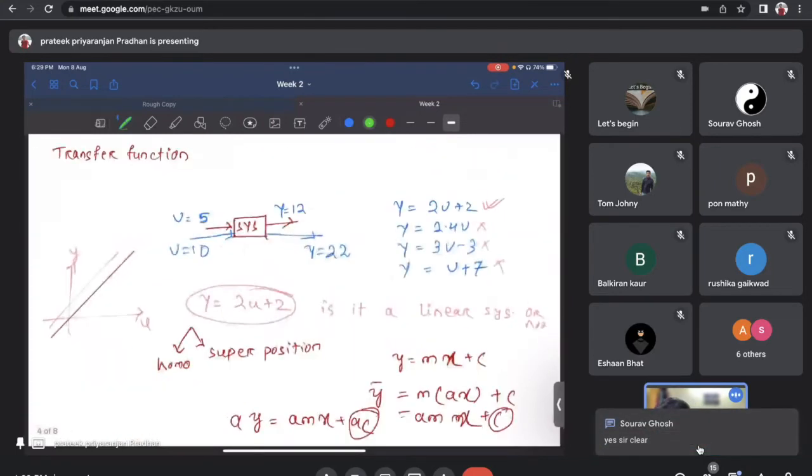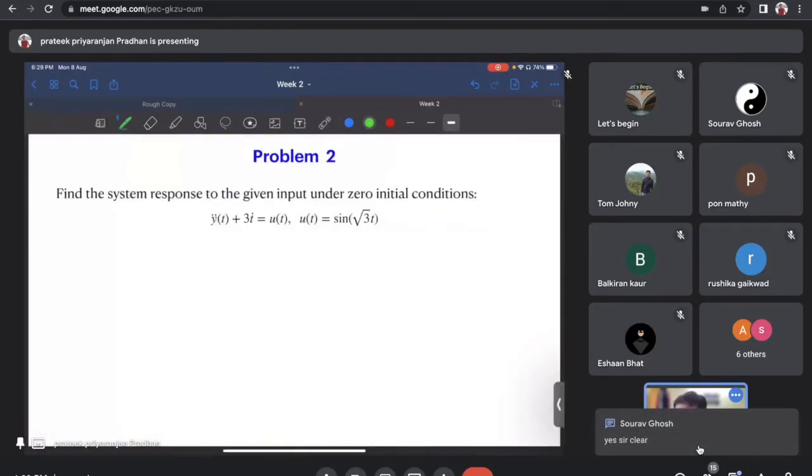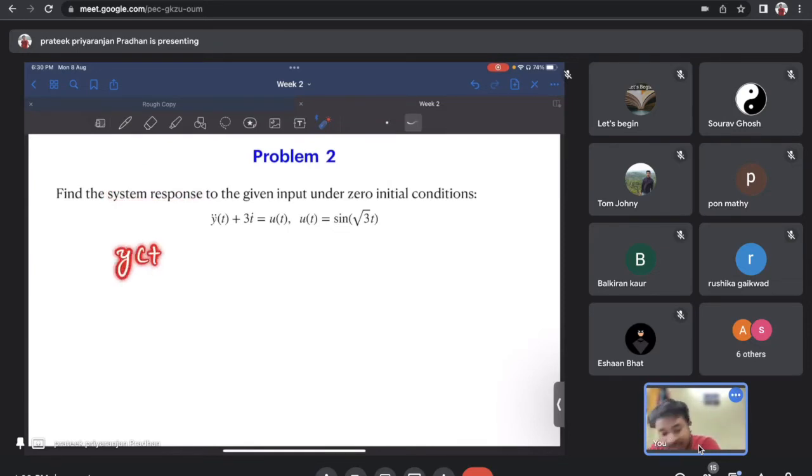Okay. So the next problem is: find the system response to the given input under 0 initial conditions. A few words, if you have heard me correctly, whenever it's written system response, that means you need to calculate y of t. Okay, correct? System response, how the system responds to an input.